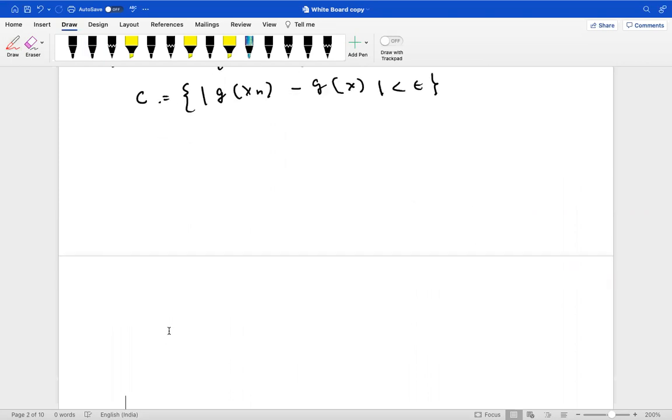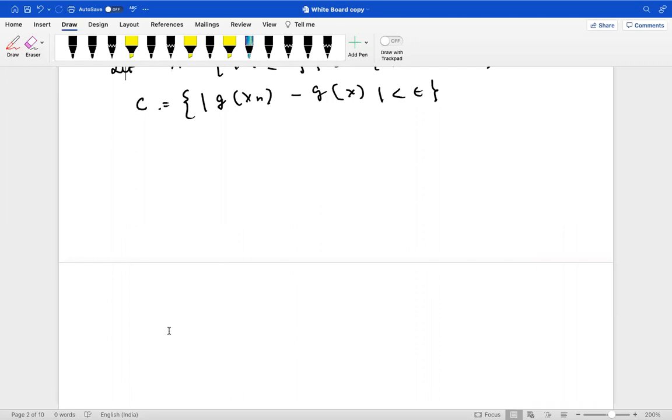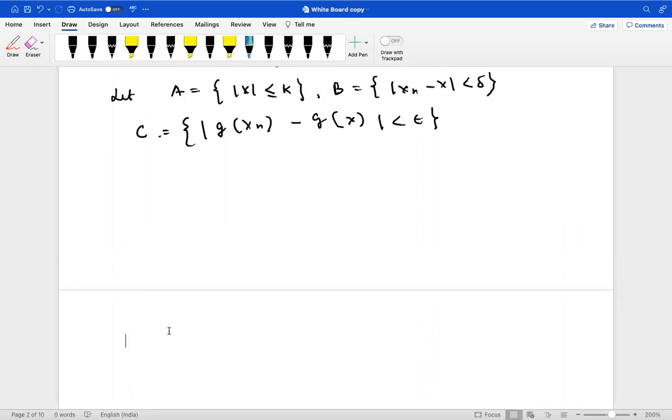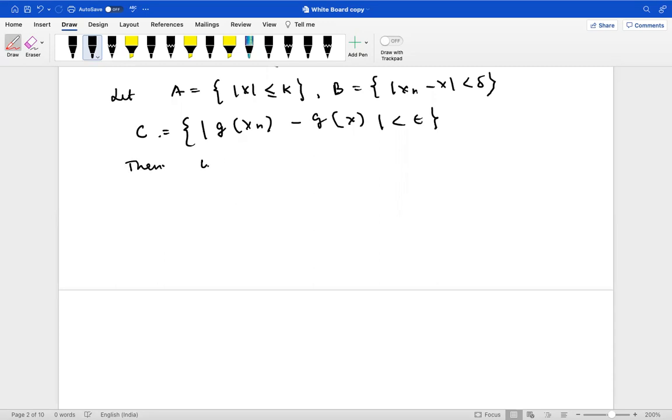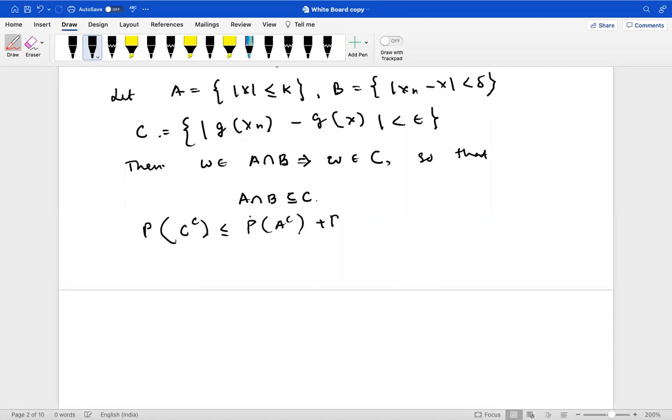We have three different sets, A, B, and C, the three important sets, and we are going to use them. Then if omega belongs to A intersection B, that must imply that omega belongs to C. That is important. So A intersection B is a subset of C. Now, what is the probability of C complement? This is less than or equal to the probability of A complement plus the probability of B complement, since A intersection B is a subset of C.